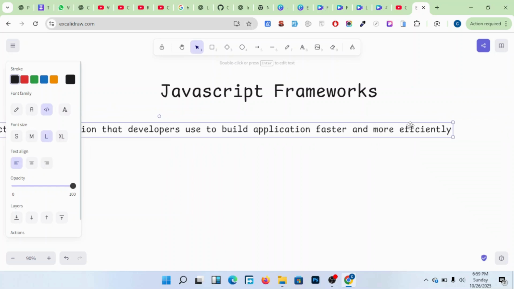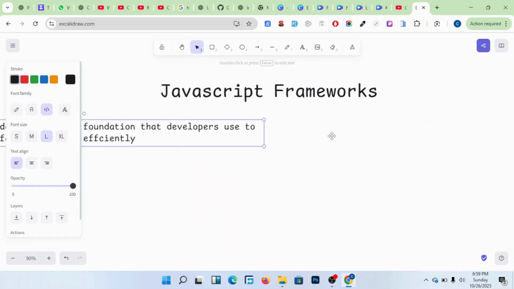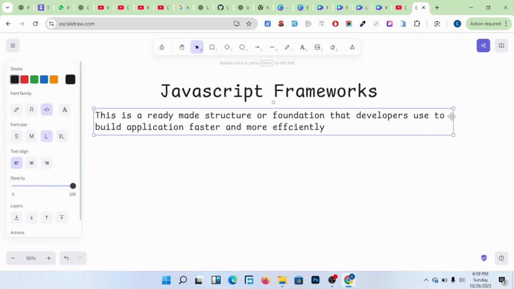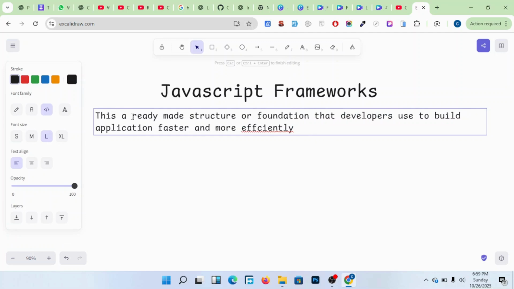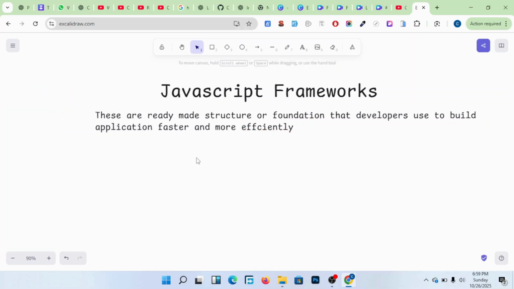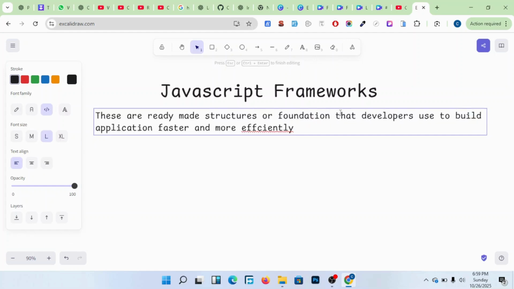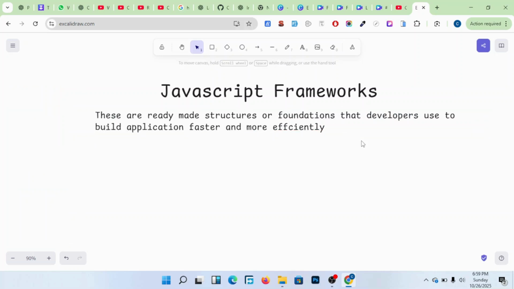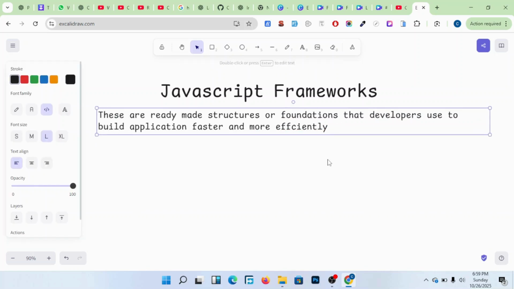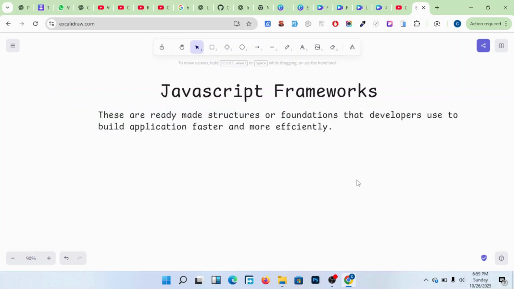These are frameworks. Members, I hope you're taking some notes. I want to introduce you to these frameworks right now. These are ready-made structures or foundations that developers use to build applications faster and more efficiently. These are the JavaScript frameworks.